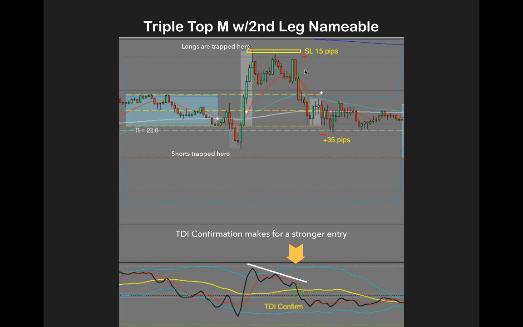As you can see here, that's your entry. You take your entry there, a nice 35 pip trade, right down to this marker here.